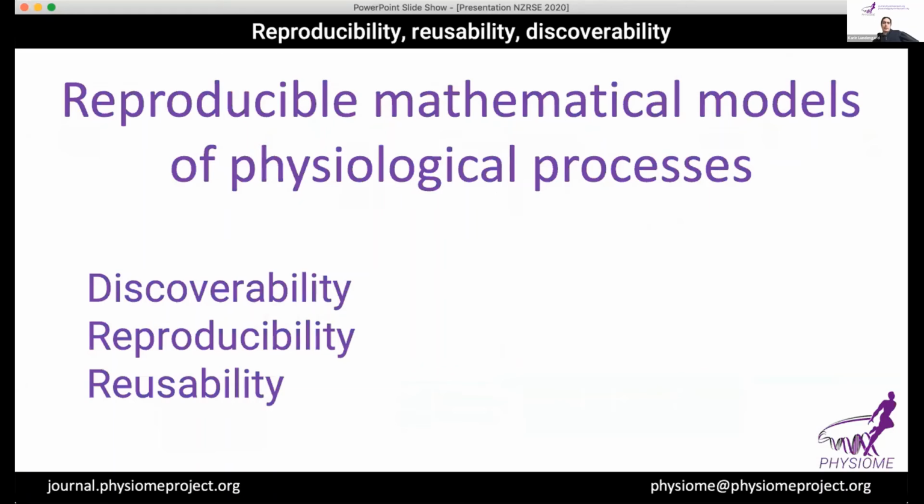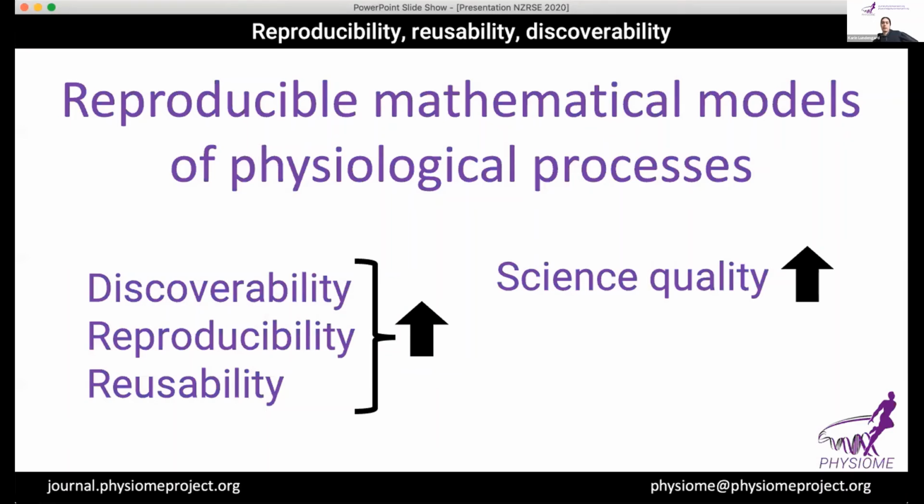So to summarize, because I don't know how much time I got left, we publish reproducible mathematical models of physiological processes. We aim to increase discoverability, reproducibility, and reusability of these models because we believe that this will increase the quality of our scientific output and decrease the amount of frustration in the modeling community that we are in.